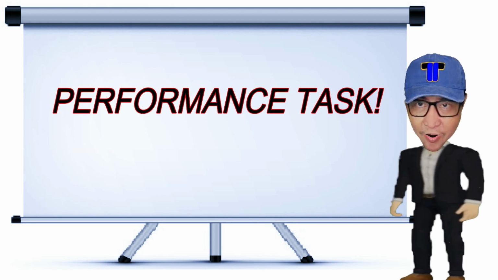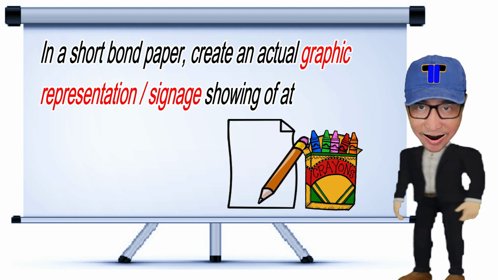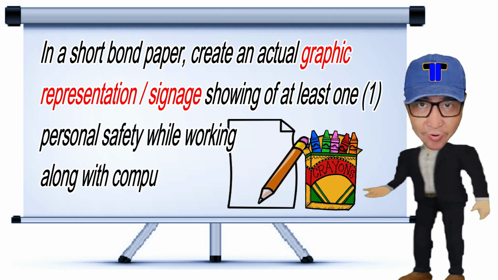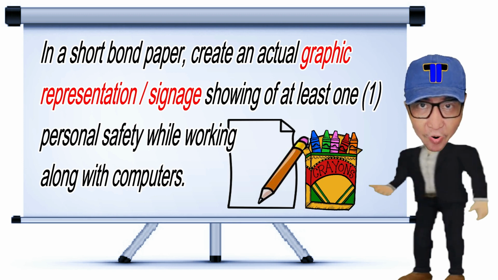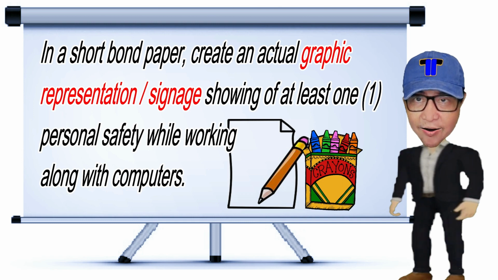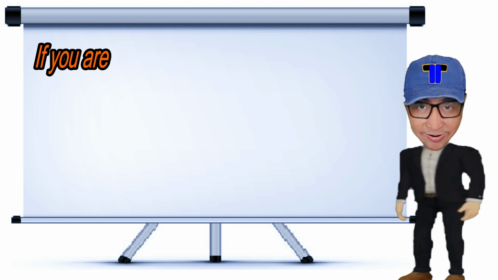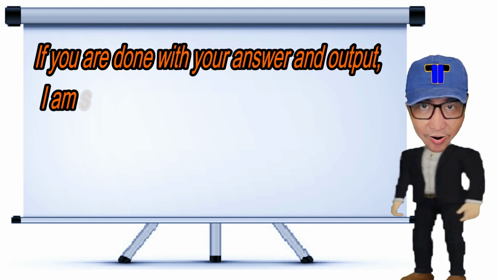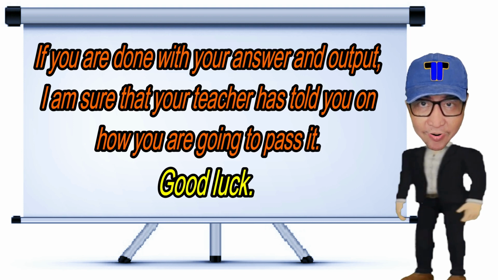Next you will do the performance task. On a short bond paper, create an actual graphic representation or signage showing at least one personal safety tip while working with computers. This is the sample output. If you are done with your answer and output, I am sure that your teacher has told you how you are going to pass it.